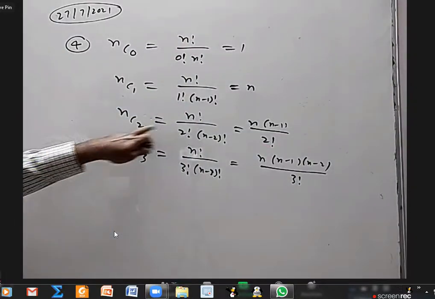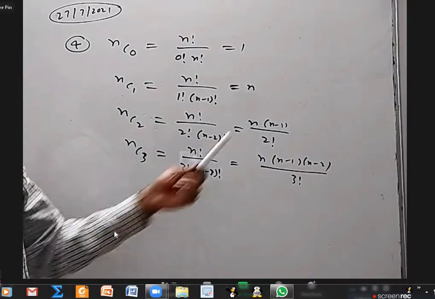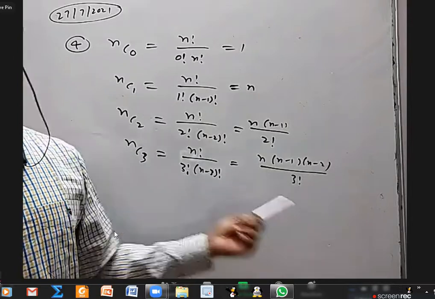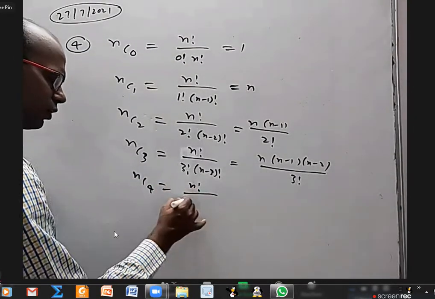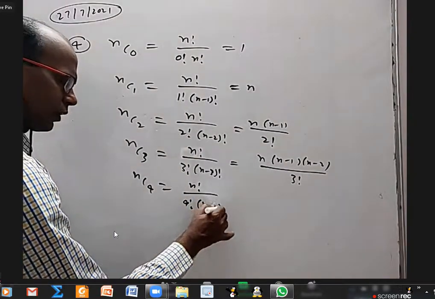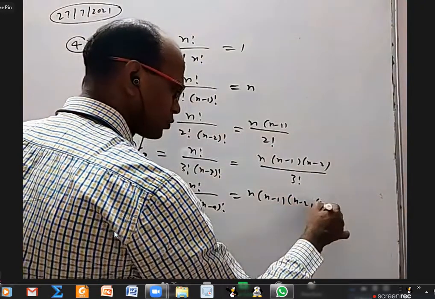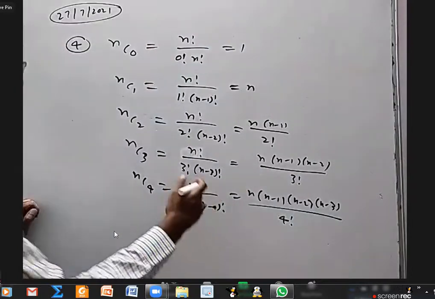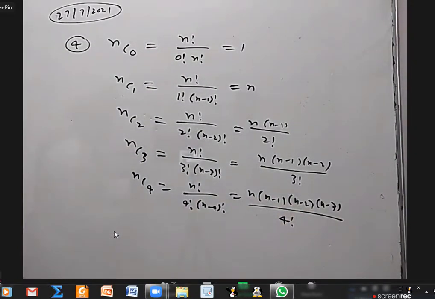So nC2 means starting from n, going downside in decreasing order, 2 natural numbers by 2 factorial. nC3 means starting from n, 3 natural numbers by 3 factorial. nC4 means n factorial by 4 factorial into n minus 4 factorial, which is n into n minus 1 into n minus 2 into n minus 3 by 4 factorial. Starting from n, decreasing order, 4 natural numbers, and then by 4 factorial. Write all these things.